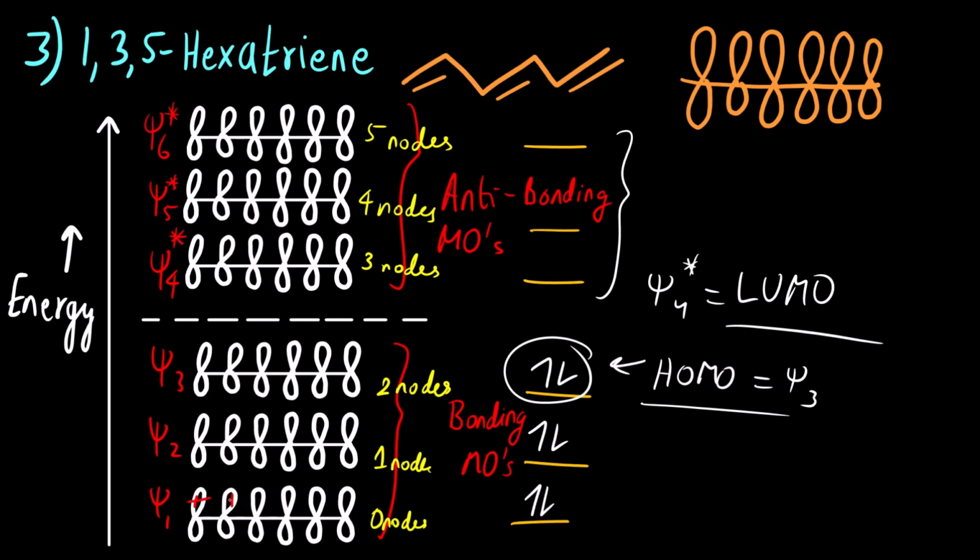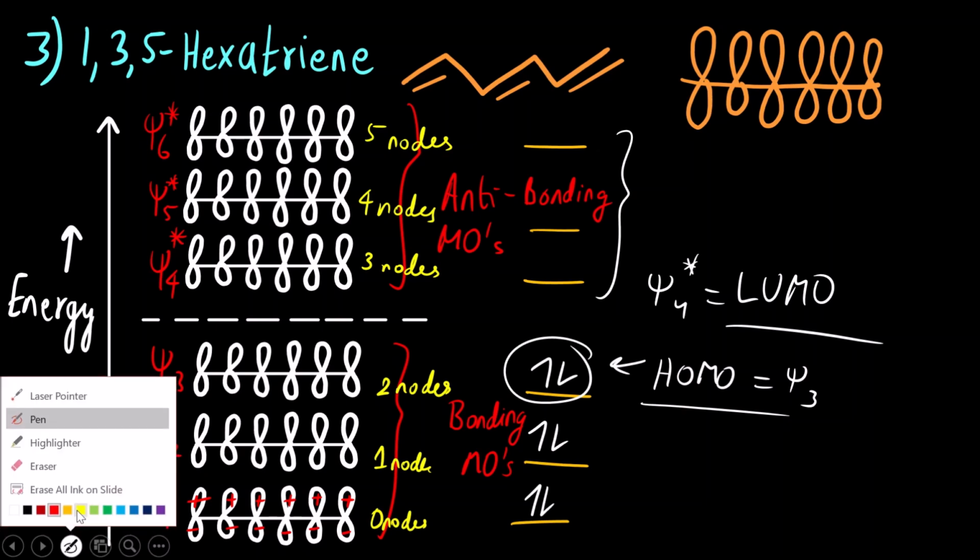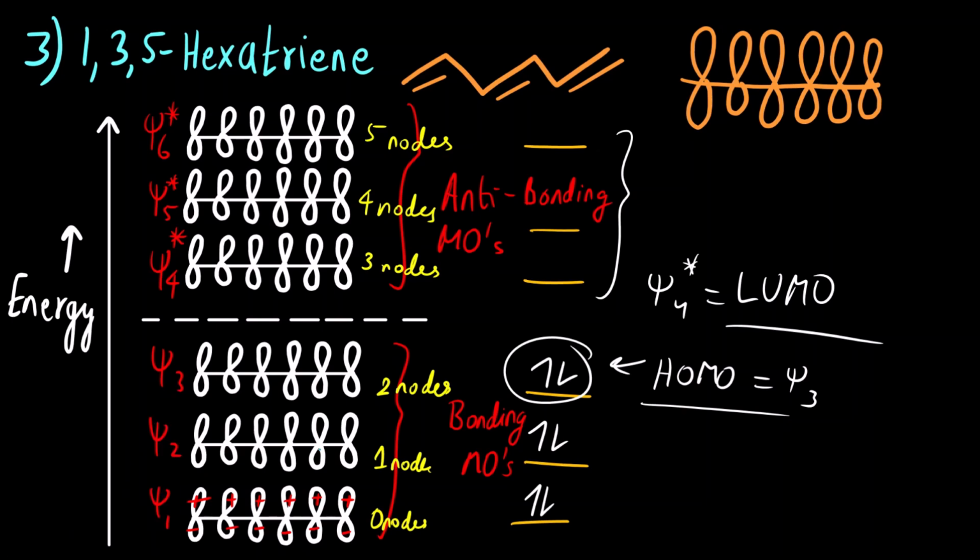Okay, plus, plus, minus, minus, plus, plus, plus, plus, minus, minus and minus. Okay, and then for psi 2 there will be one node, so we'll put the node here. So these three will be the same.